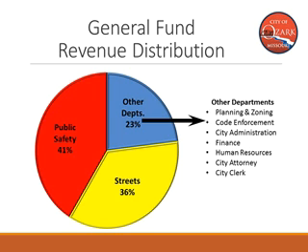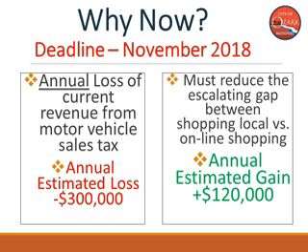When the sales tax is used in the general fund, it requires 77% to go to public safety, that's your police and municipal courts, and streets. Only 23% is left to handle the cost of all the other departments in the city. And as you can see by the list to the right, that is a lot to handle with 23%. So why now? Why a use tax now?